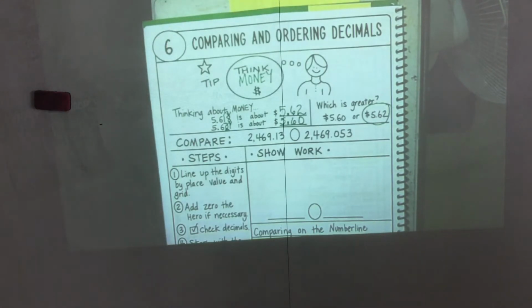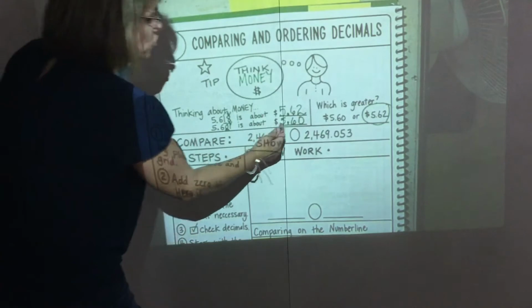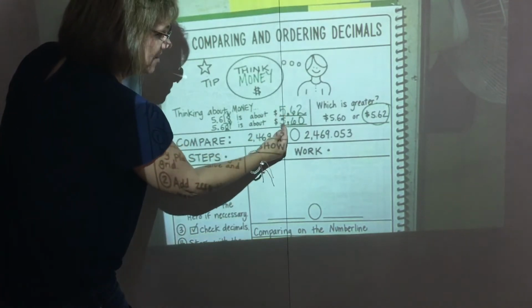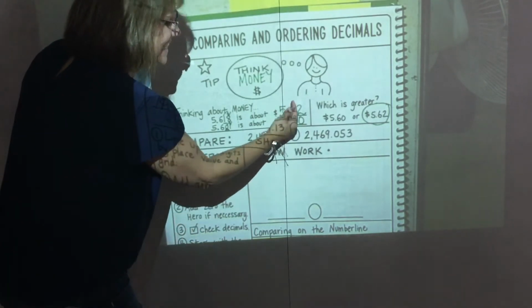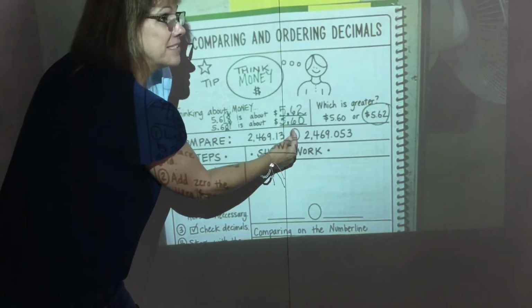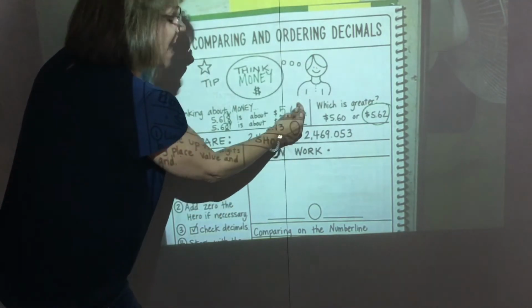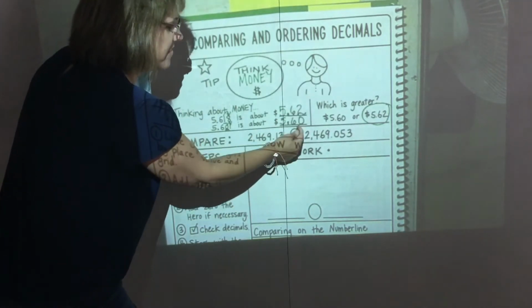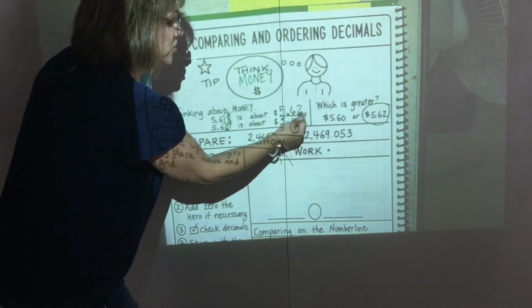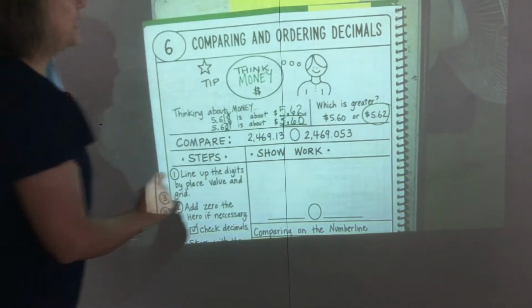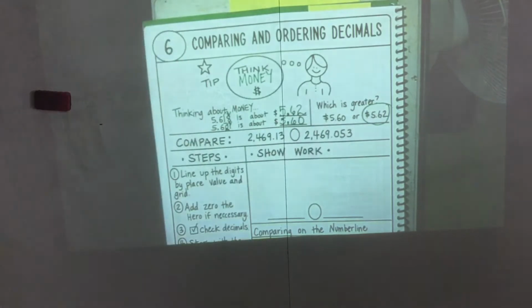Nice strategy. I like how you went from the greatest dollar place here, then you went to your tenths and noticed they were the same. Then you went to the hundredths and noticed that there was a difference and chose the greater one. I like that. Very nicely done.